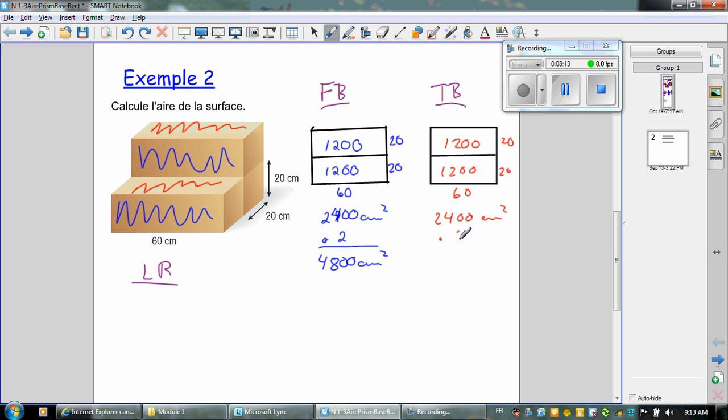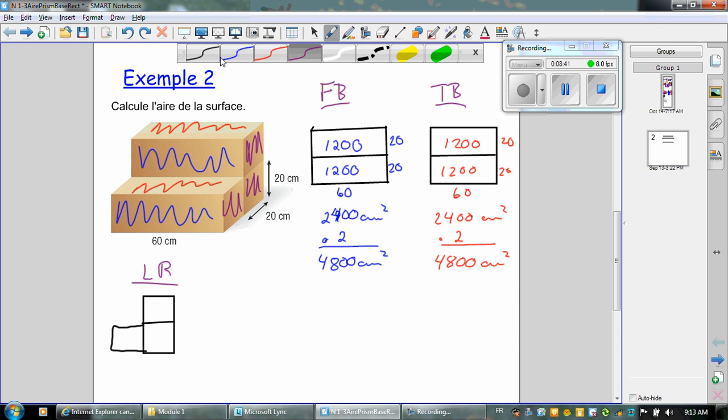And I double that because I have the top and the bottom, so 4800 centimeters squared. Now finally, if I look at the left and the right side, I'm going to see this face and this face. More specifically, I would see three faces like that. So then each face is 20 by 20.